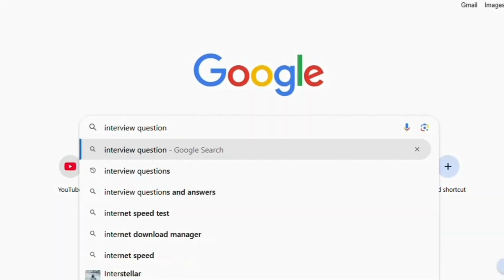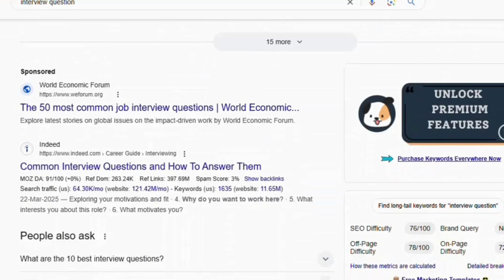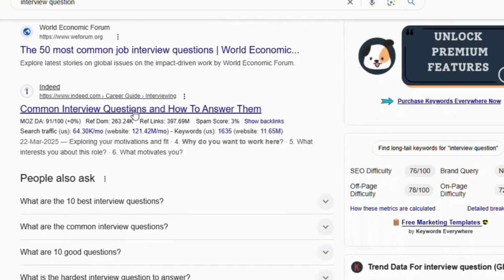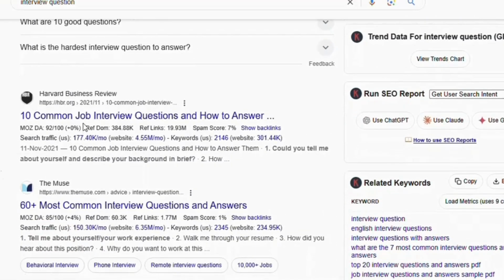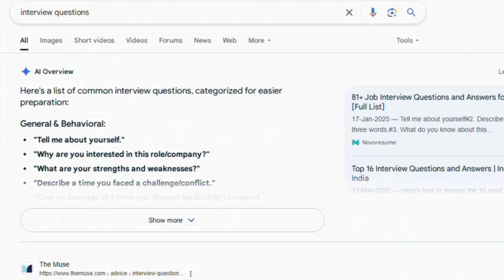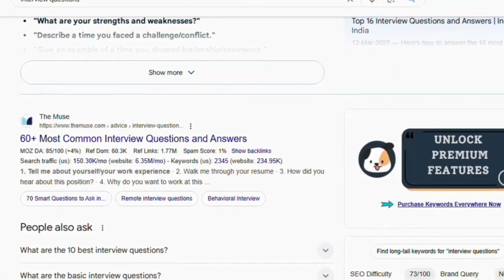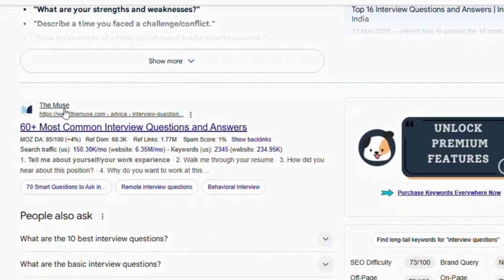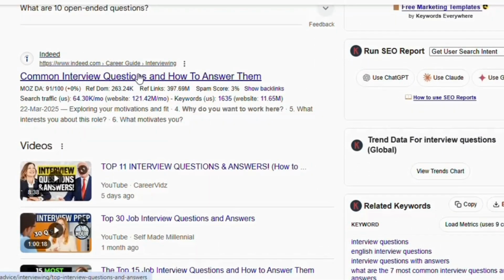Let's take another example. I typed interview question. So see what I got. Indeed is the first website that I got. Then Harvard Business Review is the second website. And the third website is The Muse. Now I added S in this keyword, interview questions. Now the first website is The Muse, which was number 3 in our previous search without S. Then Indeed, which was number 1, is now at number 2. And the third one is Monster Jobs.